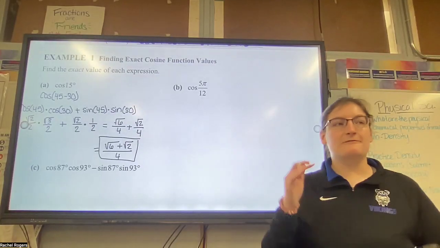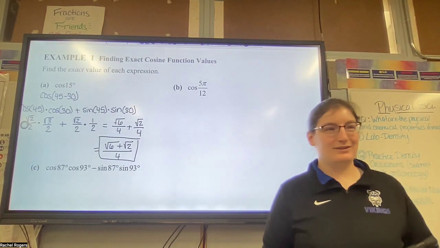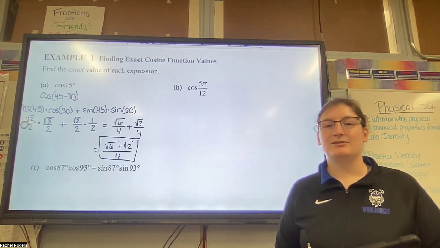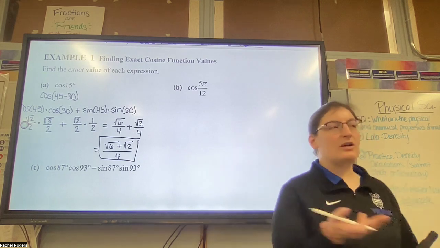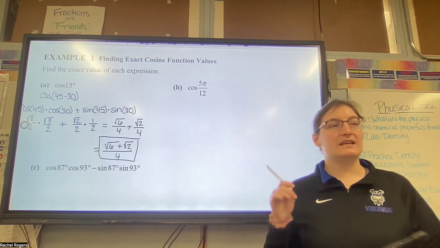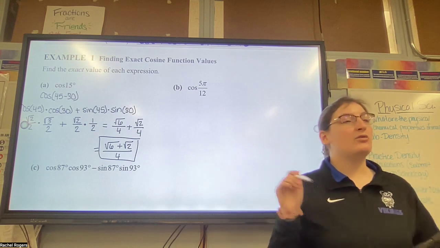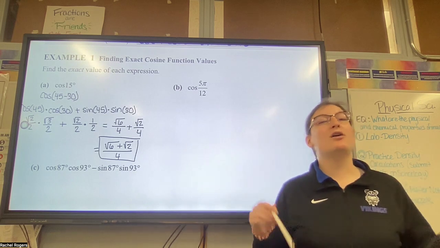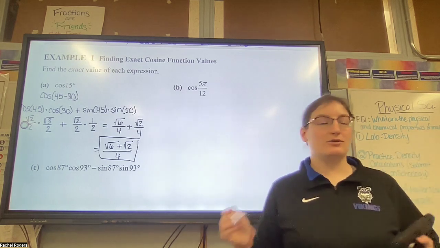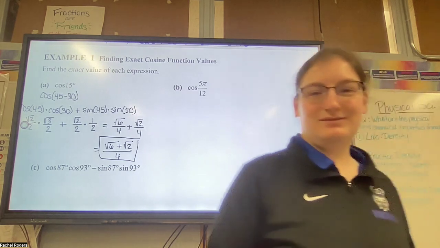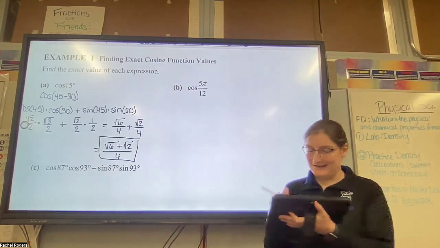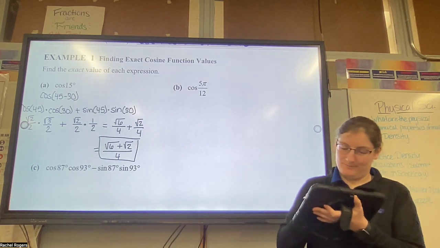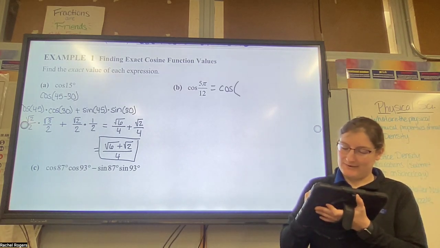All right, what about cosine of 5 pi over 12? Do we have any pi over 12s? No, we have pi over 3s and pi over 6s, right? So take a minute, work with your partner, and figure out what addition or subtraction of some combination of over 3s and over 6s would get you into 12s. Or, yeah, so 5 pi over 12 is the same as pi over 6 plus pi over 4.